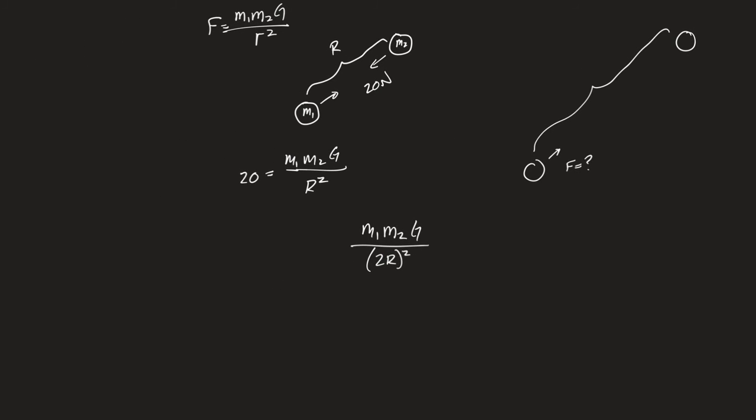Okay? Now, this next part is not hard, but pay attention. Separate the numbers from the letters. I'm going to pull the numbers to the left and the letters to the right. That's what I'm going to do. So on the top, there's no number, so I'm going to pull a 1 and have m1, m2, g. In the denominator, I have a 2 squared, so I'm going to pull the 2 squared out. I'm going to leave the r squared here.